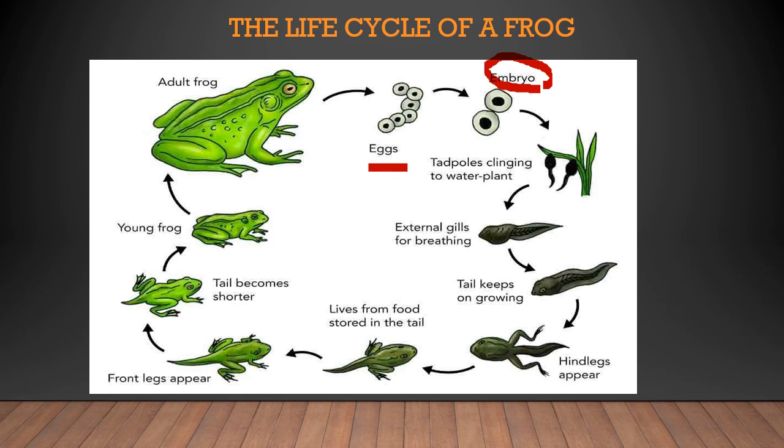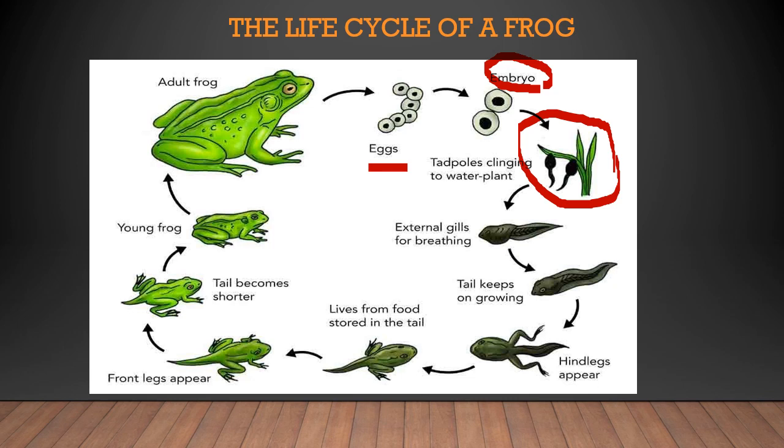When these eggs hatch out, tadpoles cling to the water plants. In the water ponds you can see plants, and these tadpoles, the black spots here, are called tadpoles. They cling to the leaves or plants. A tadpole is different from a frog. A tadpole can live only in water. It cannot live outside. It has features like gills to breathe. It has a tail but no legs. A tadpole eats weeds and water plants.